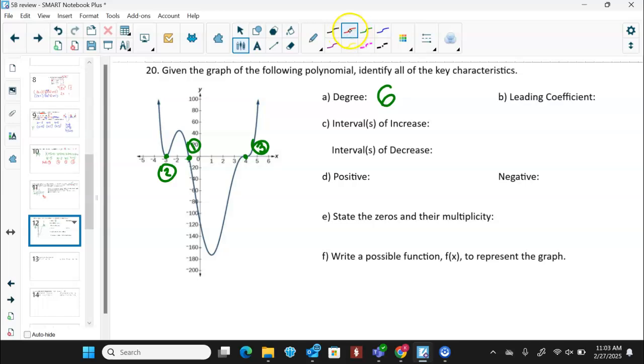Okay, leading coefficient, always the ant tail. Where is my function traveling? It is traveling up, positive.